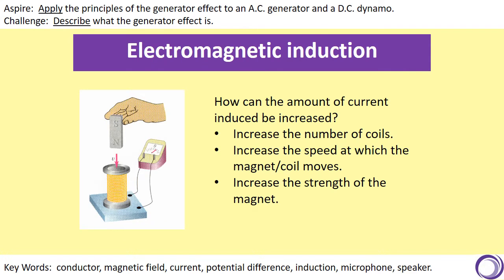So how can the amount of current be increased? Pretty much common sense. You could increase the number of coils because that's giving you a greater length of wire. You could increase the speed, so you're cutting these field lines faster. Or you could increase the strength of the magnet. Increasing the strength of the magnet would put the field lines closer together, which would mean you were actually cutting those field lines more often.